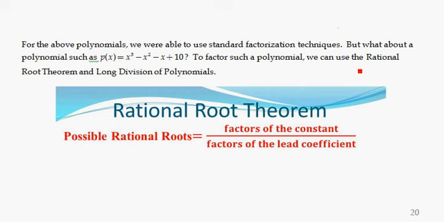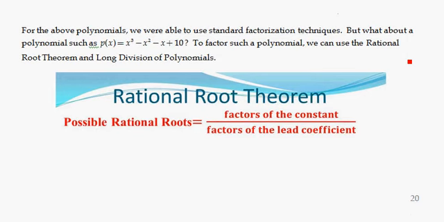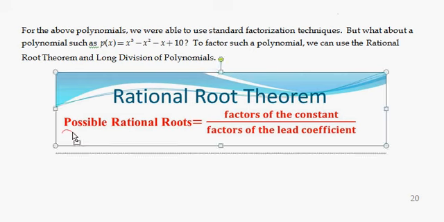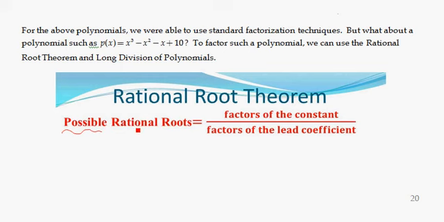So we have the rational root theorem that's going to help us figure out the roots of a polynomial when we can't use standard factorization techniques. For example, with this polynomial right here, we can't factor it. So the rational root theorem says that the list of possible, and that is the key word, okay, not guaranteed, but possible rational roots would occur at factors of the constant term divided by factors of the leading coefficient.